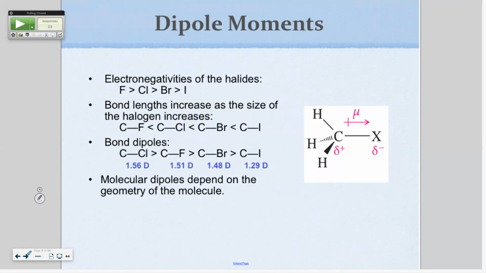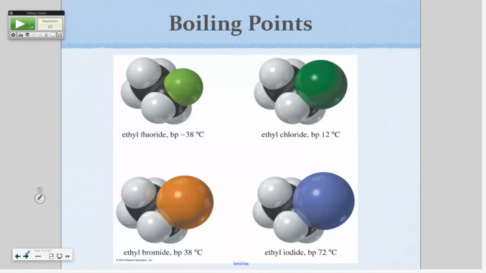And here are your dipole moments: 1.56, 1.51, 1.48, and 1.29. Anybody notice that? Isn't that interesting? Chlorine being bigger actually gives you a bigger dipole moment than fluorine, even though fluorine wins for electronegativity. The molecular dipoles depend on the geometry of the molecule. Because you have to look at the picture.